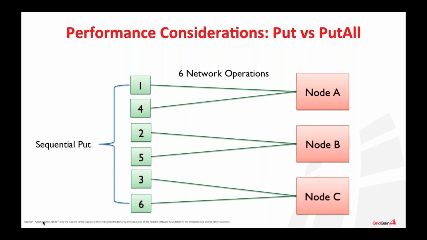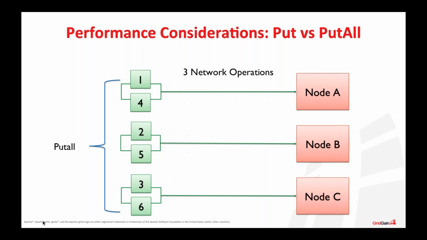assuming that we've got this particular mapping, we can do 1 and 4 together, we can do 2 and 5 together, and we can do 3 and 6 together. So rather than 6 operations, now we've reduced it to 3. So 3 round trips is a lot better in this situation.